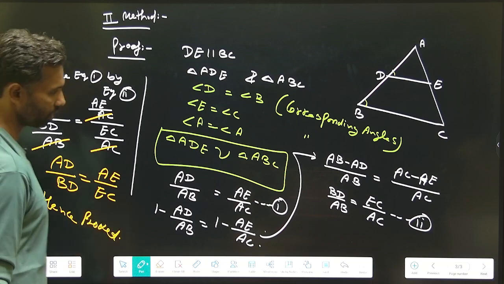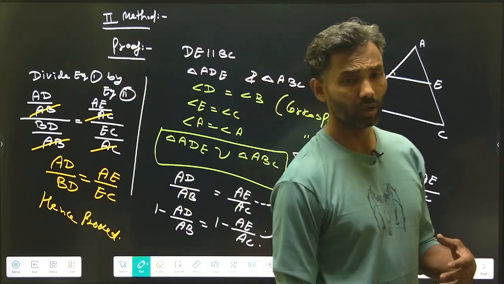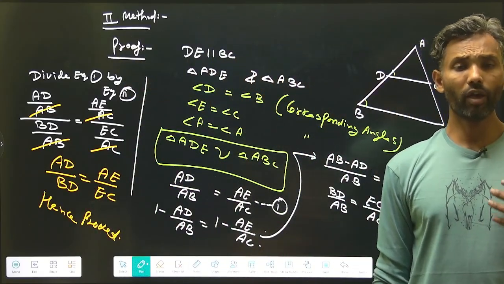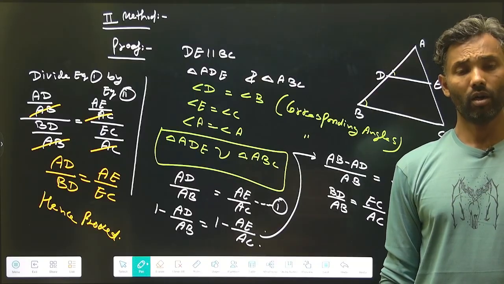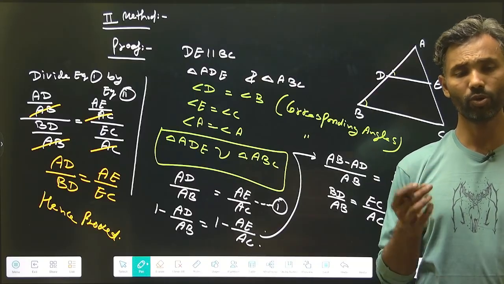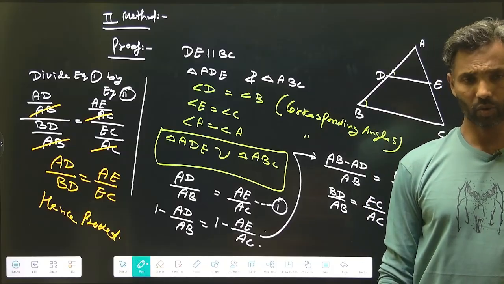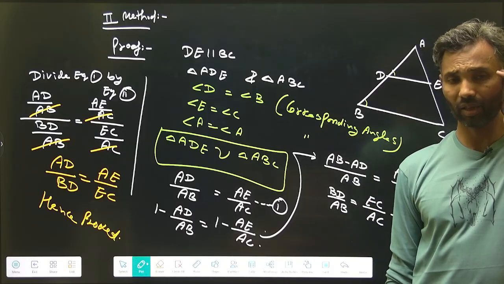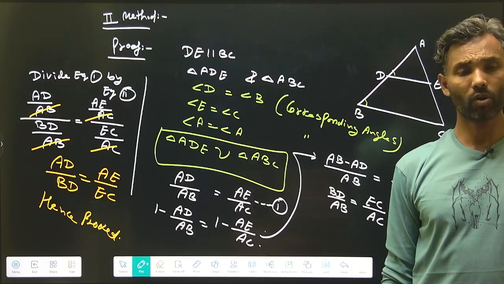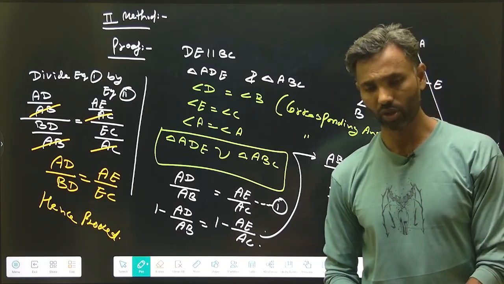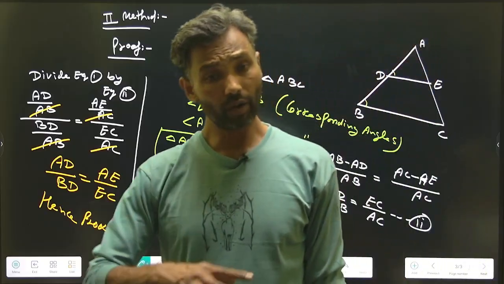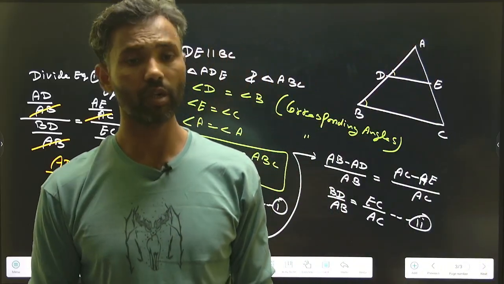So the first method was based on the formula of the area of a triangle. We proved this BPT theorem or Thales theorem using the concept of area of a triangle. But in the second method we used the outcomes of similarity. This is a quite simple and very important theorem, and in most questions it is used.